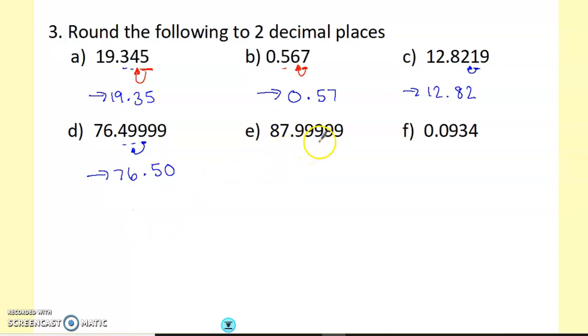Next one, 87.9999. Here's my 9. It's the third number after the point. Let's round that 9 up to 10. Again, we can't do that, so that's going to push that one up to 10. That's going to push that one up to an 8. So I get 88 point, and 2 numbers after the point. It must be 0.00. Last one, 0.09341. There's my 2 numbers after the point. This is my third one. It's a 3, so that stays the same. So that'll be 0.09. Okay, I'll leave you to practice some of these just now, and then we'll have a look at another wee bit of rounding.